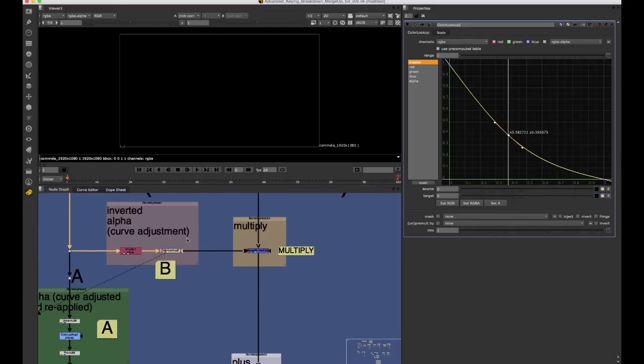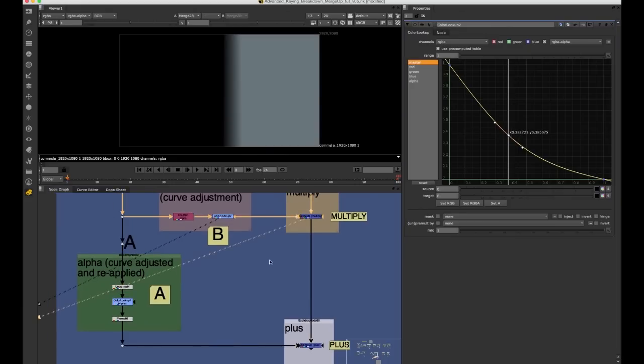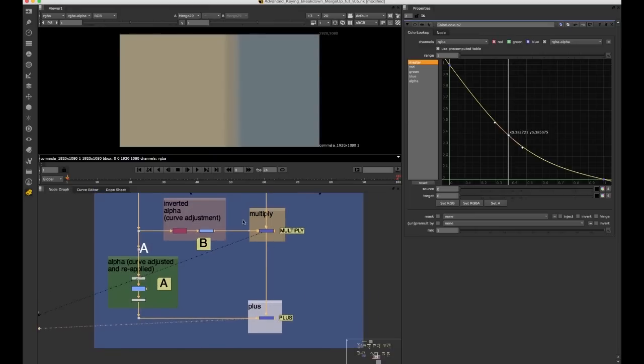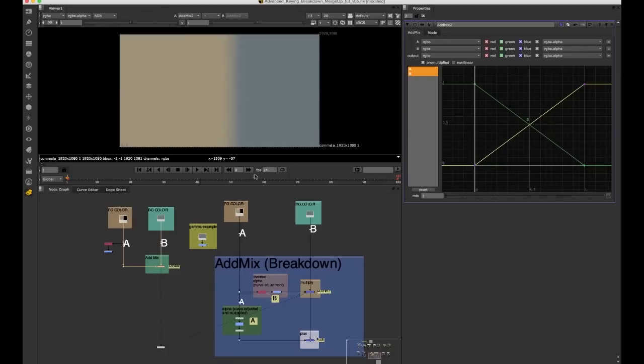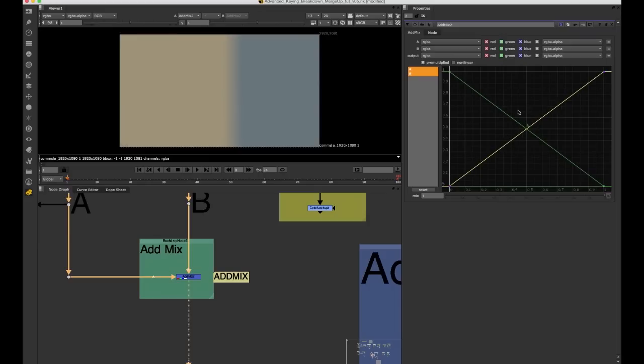Once these curves are adjusted by the color lookups, they are then applied to the A and B and plus together. The combination of unique curve tweaks from A or B creates these unique light or dark transitions. So now that I've shown what's going on inside the Addmix, I'm going to show you some pretty good techniques to actually use it to get what you want. So if I tweak the curve, that's A, that goes from 0 to 1, you'll see that if I bring it up from where it started from, I'm actually adding A.